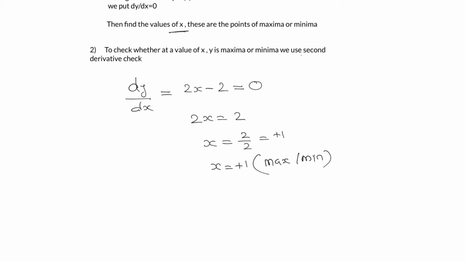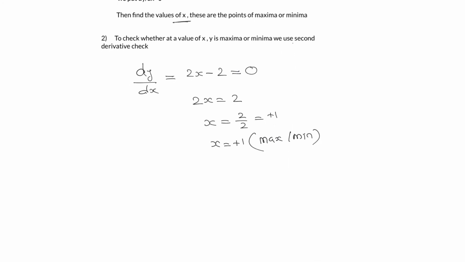That means if I am putting the value of x is equal to 1 in our first equation, the value of y may be a maxima or y may be a minima. But we don't know exactly whether it is maxima or minima. So we can go for the second step or the second derivative check.